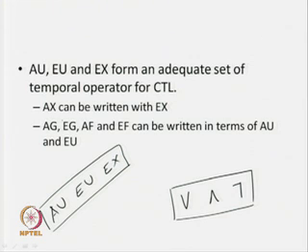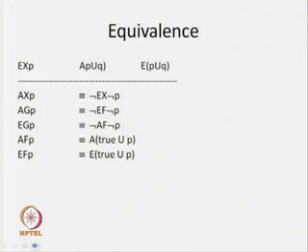Like that, AX can be written with EX. So, if I have EX, very well I can go for AX. Similarly, AG, EG, AF, EF can be written in terms of either AU or EU. Okay. So, basically that is why we are saying that these 3 are sufficient to express all the 8 combinations that we have discussed till now. As a simple example, I am going to take only EX P, A P until Q and E P until Q. So, this is the adequate set of operators EX, AU and EU.